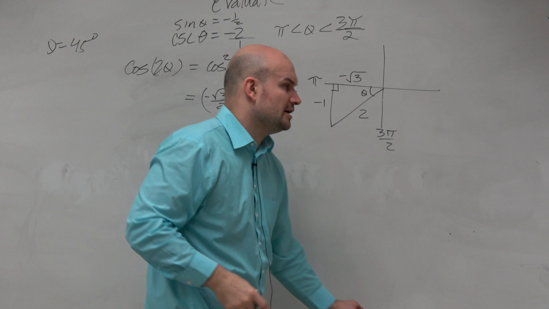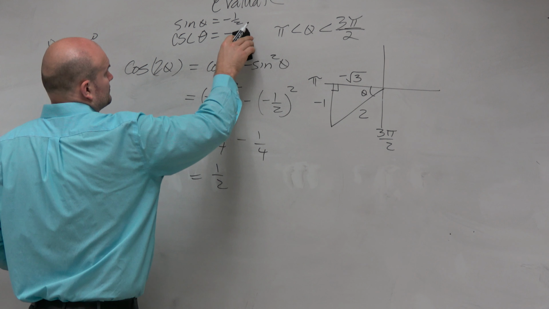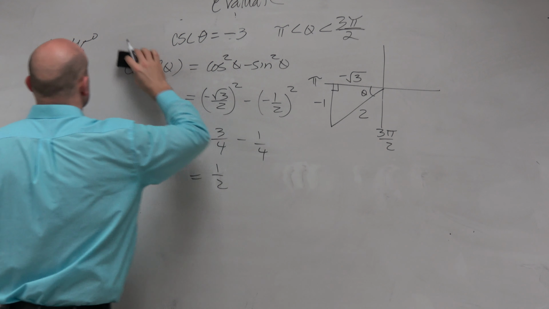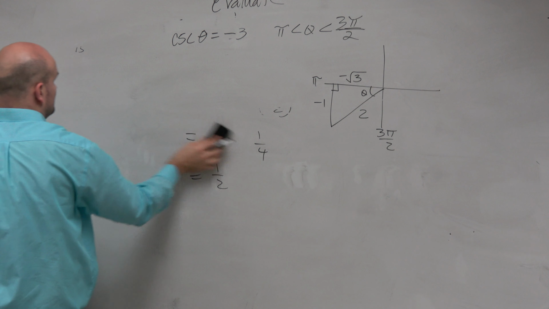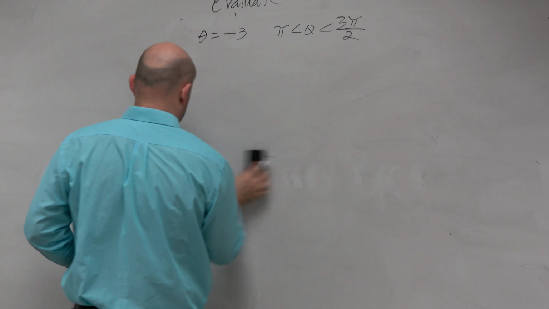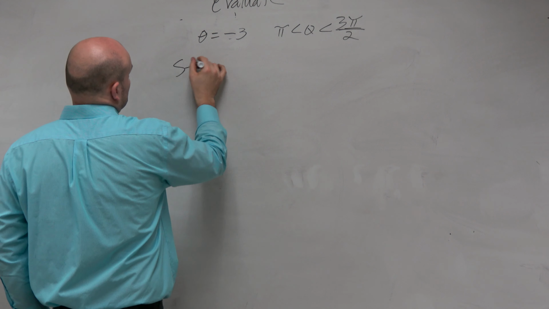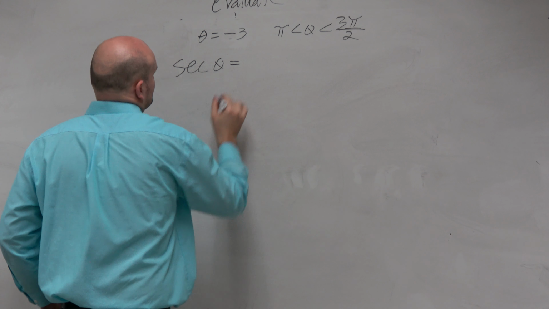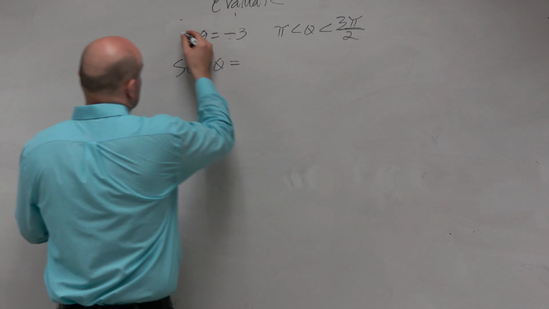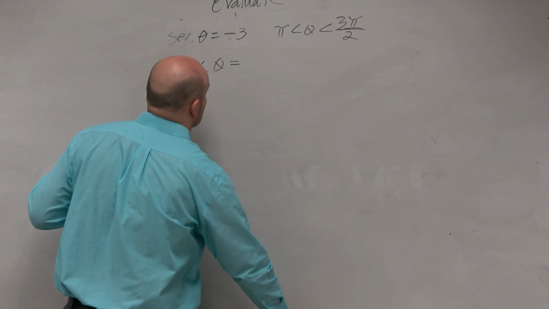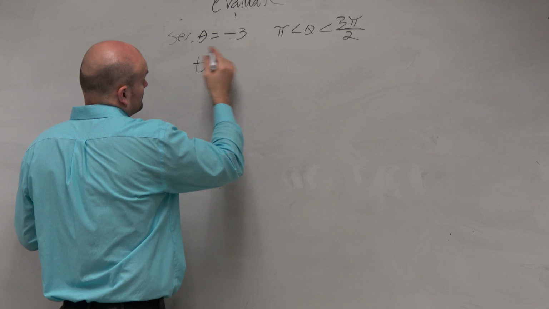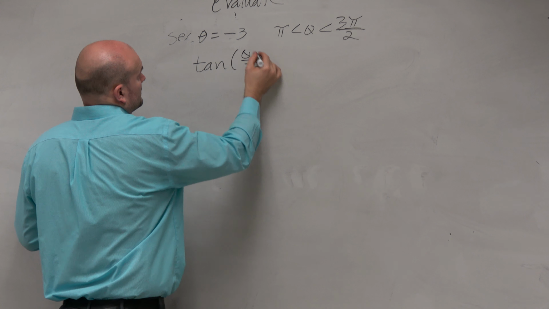So let's do another one. Let's do one that's not on the unit circle. Let's do -3, same process. Actually, you know what? I'll do secant here. Sorry, this is secant. Let's do tangent.